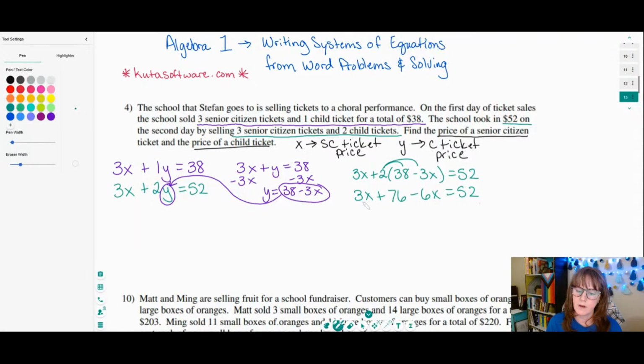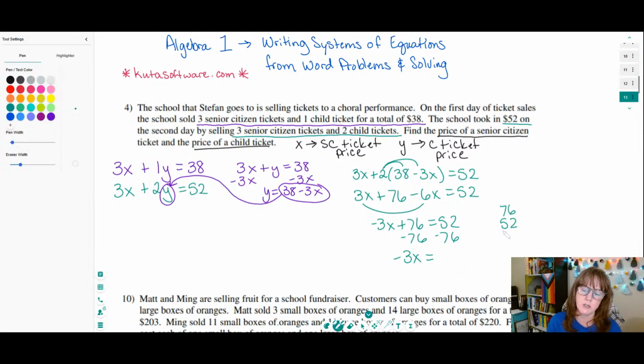And then I've got like terms I can combine. That gets negative 3x plus 76 equals 52. We're gonna subtract 76 from both sides. So negative 3x equals, what I'm doing in my mind right now, I'm flipping these 2 and subtracting, and then I know my answer is gonna be negative because my 76 is positive. 6 minus 2 is 4, 7 minus 5 is 2, and then I'm going to divide by negative 3, so x equals 8. So it looks like our senior citizen ticket price is $8.